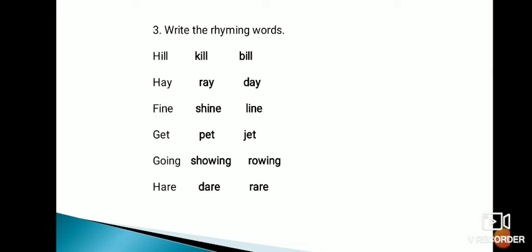Rhyming word for fine is shine and also line. Then next is get. The rhyming words for get are pet, jet. Next is going, showing, rowing.